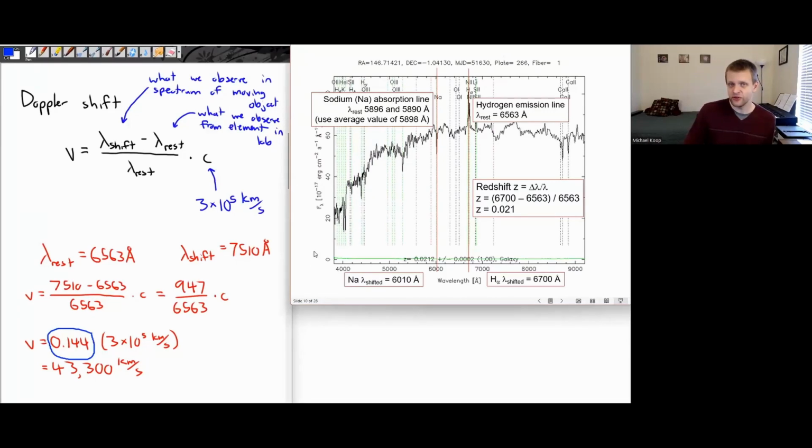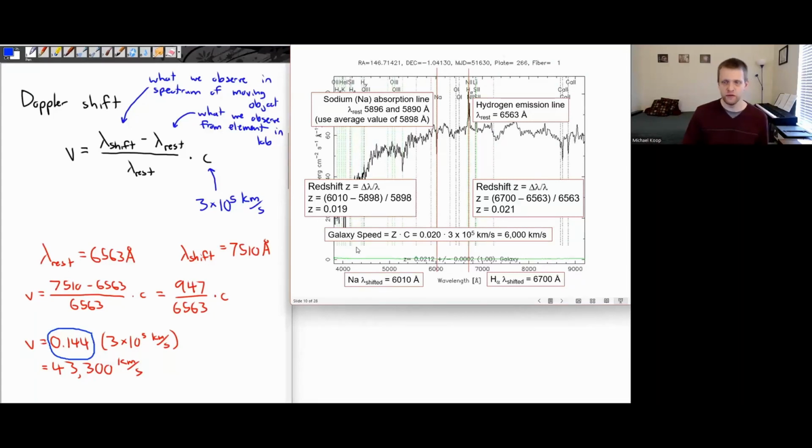Okay, so after you go through the numbers for this one, you should get, at least within rounding, approximately the same redshift, because when we're picking these shifted wavelengths, it's not going to be 100% accurate. So if you average out these two cases, this galaxy should be moving at around 6,000 kilometers per second. Again, this is a redshift and it's moving away from us.